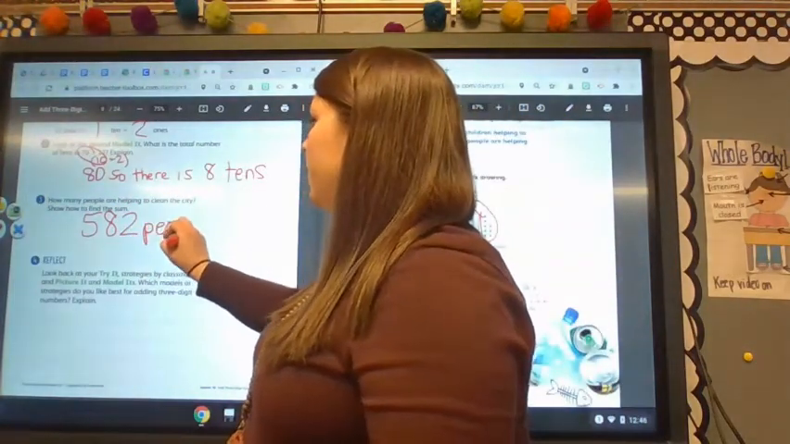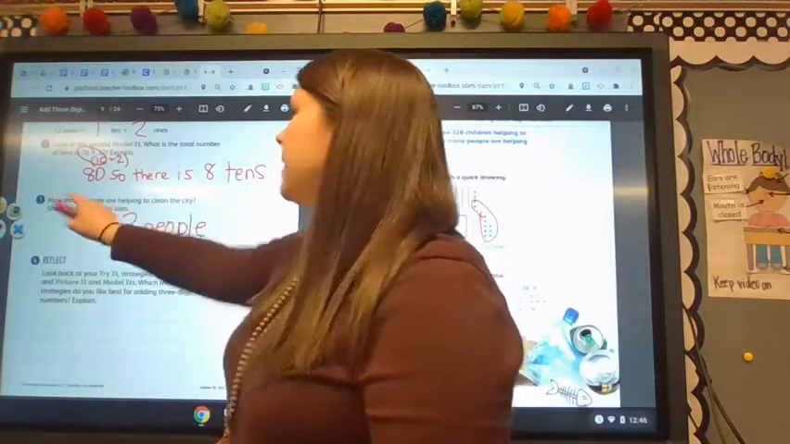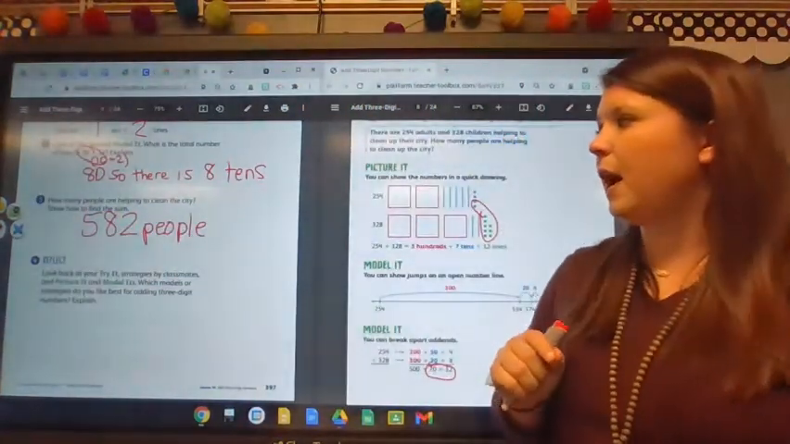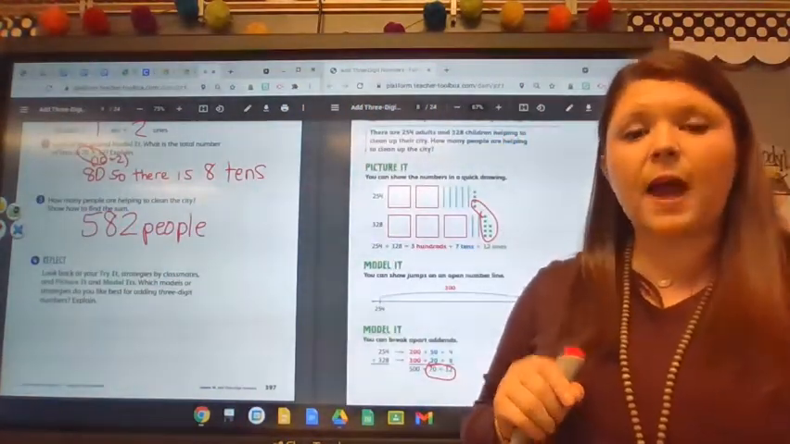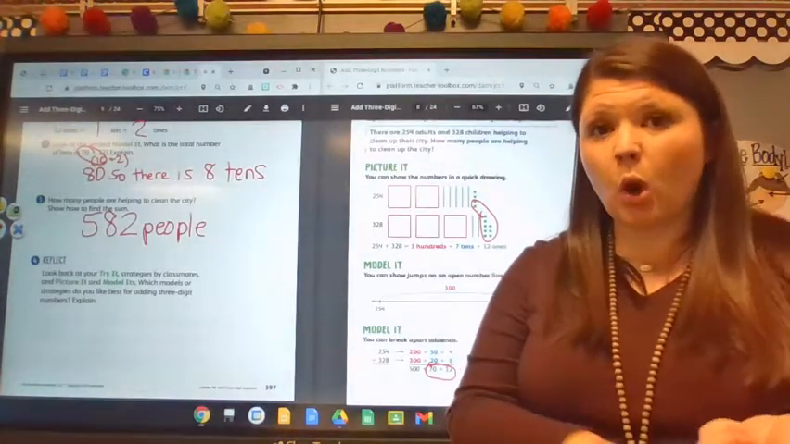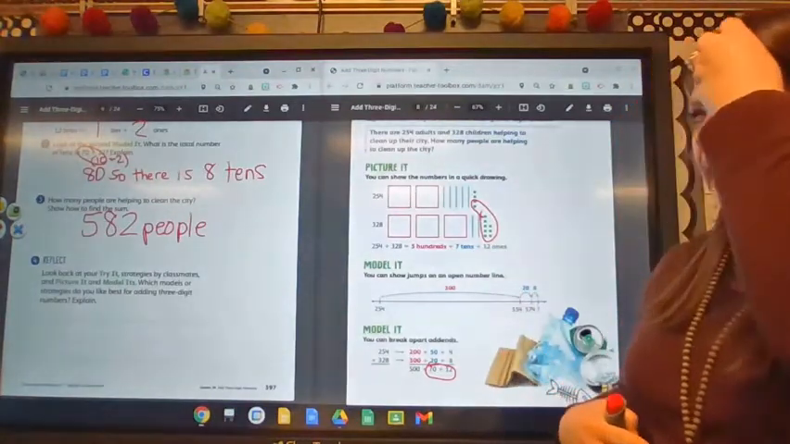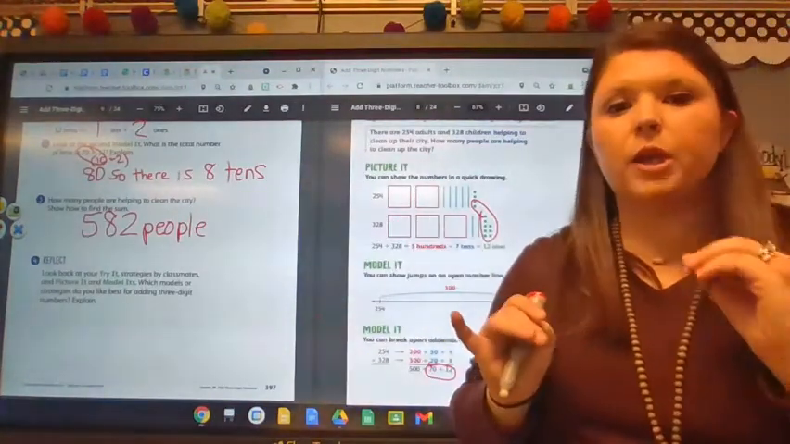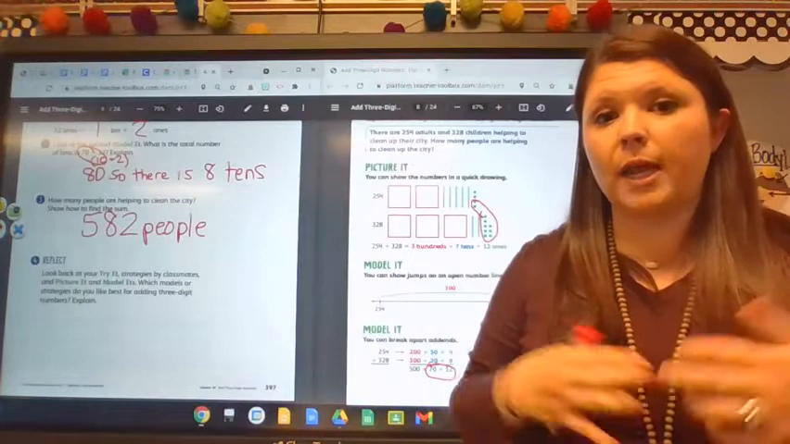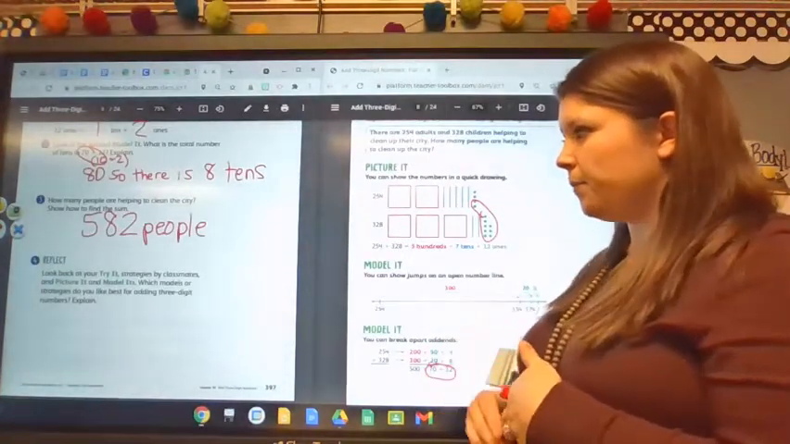582 people. It says show how to find the sum. That is what you did on the try it, or what you've learned through the pictures and the models, okay? So if you want to try a new way there on your own, I encourage you to do that, okay?